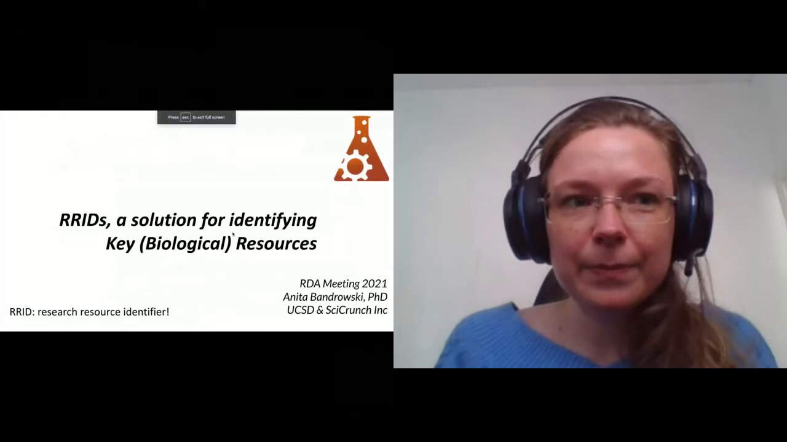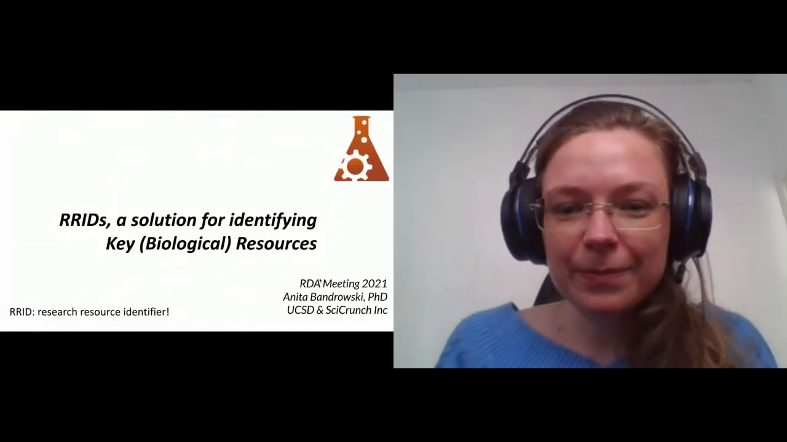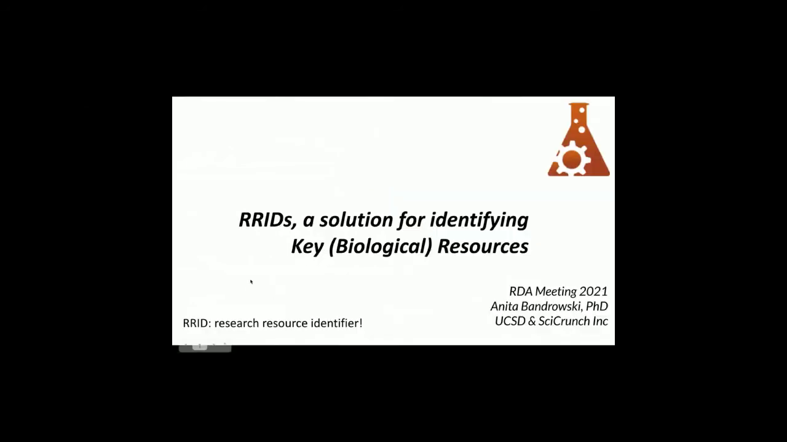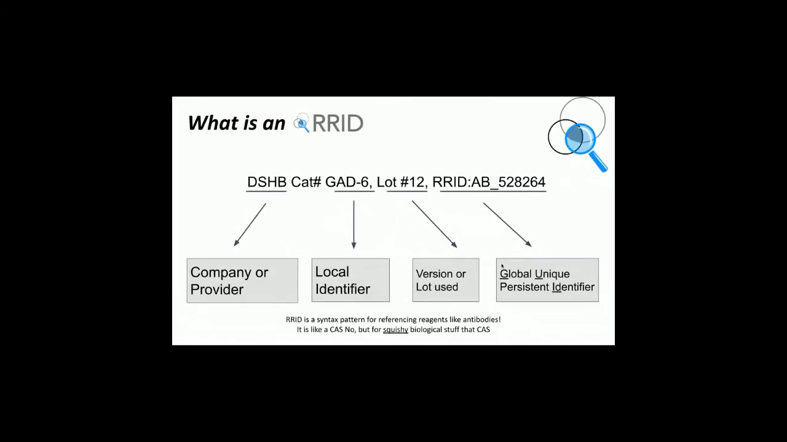Okay, here we go. Hi, my name is Dr. Anita Bandrowski, and I will be talking to you today about research resource identifiers. It's primarily about identifying key, mostly biological resources. So looking at what an RRID is, it is essentially a syntax pattern for referencing reagents, things like antibodies. It's a lot like a CAS number, but it is certainly for a lot more of the squishy biological stuff that CAS doesn't really cover. And it's somewhat similar to the IGSN.